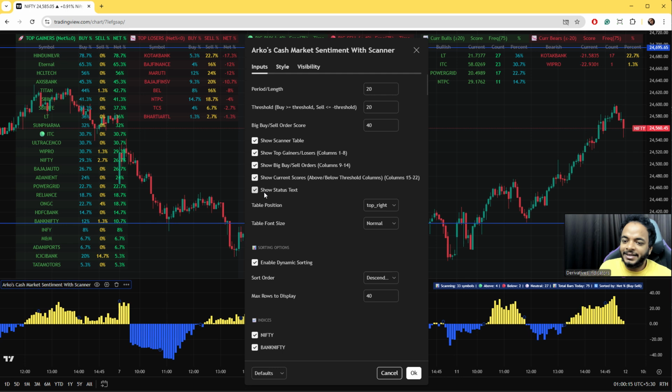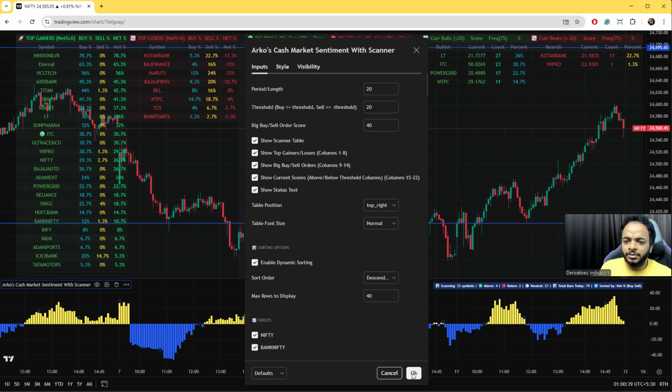Okay, the show status text, which is this one, shows you how many symbols it's scanning and how many are above the threshold, how many are below, and so on. So even if you don't want that, you can uncheck it, and also you can customize the font, so you can make it small, tiny, according to your need or your screen space.